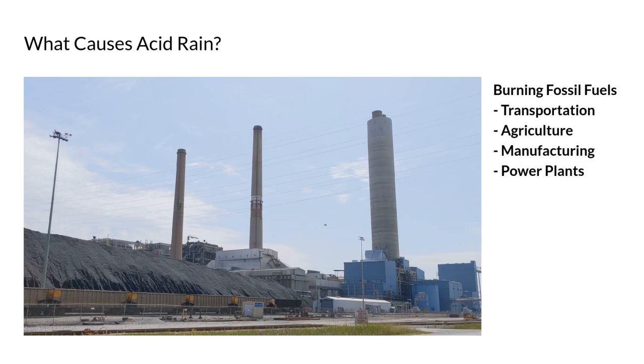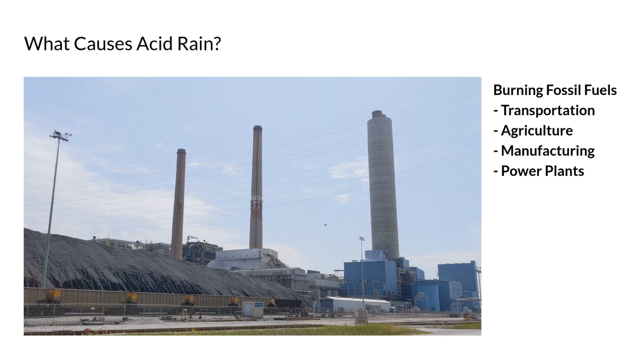Humans burn fossil fuels to produce energy. We use it to power our cars and planes and trains and boats and stuff. We use it to power our tractors and grow our food and other agricultural equipment besides just tractors. We use it to manufacture a lot of our products and power our factories. And then we use it to power plants, which is what this image is showing.